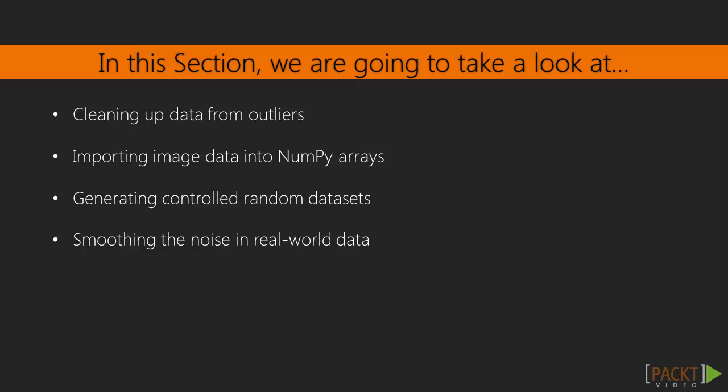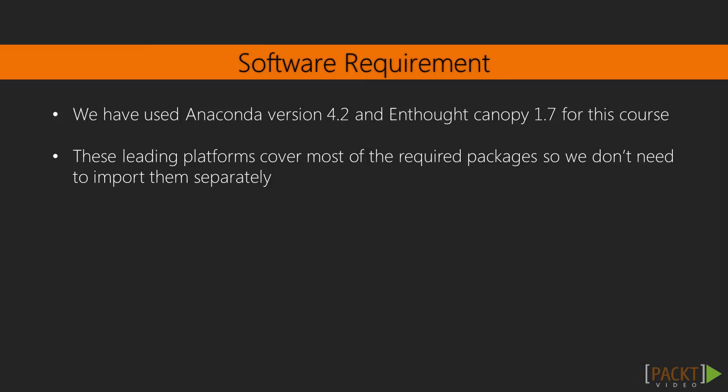Then we'll move on to cleaning data, importing image data into NumPy arrays, generating controlled random datasets, and finally smoothing noise in real-world data. We have used Anaconda version 4.2 and Enthought Canopy 1.7 for this course. These leading platforms cover most of the required packages, so we don't need to import them separately.